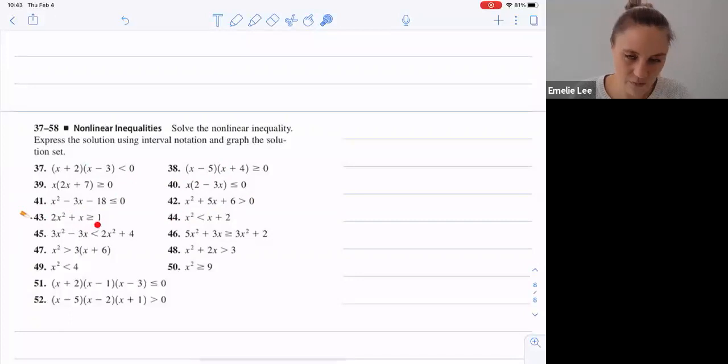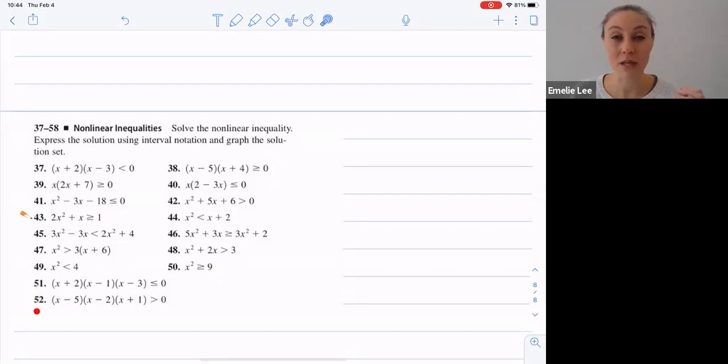Even if you move this one, so in 43, if you move that one over to the left-hand side, you've got a quadratic again. You know how to factor these quadratics. We've worked on that. Same thing for all of these. These are all quadratics. I don't see any higher powers than two, right? Except 51 and 52, right?